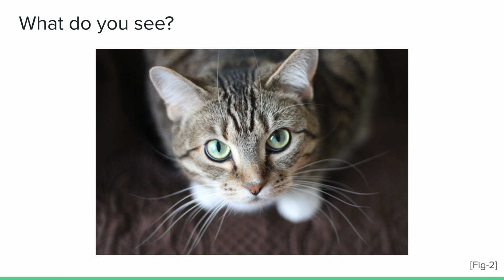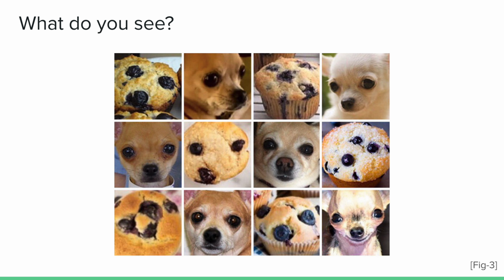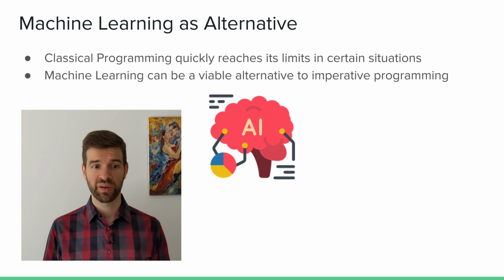There are some characteristics that cats have. They have pointy ears, they have whiskers, they have eyes that have a certain shape. So you could start implementing some methods to try to find these things. And this is what a lot of people have done in the past. They implemented manual classifiers, feature extractors, and tried to solve this and similar problems for a long time this way. What do you see? A muffin or a dog? While this is a more humorous example, the problem still remains the same.